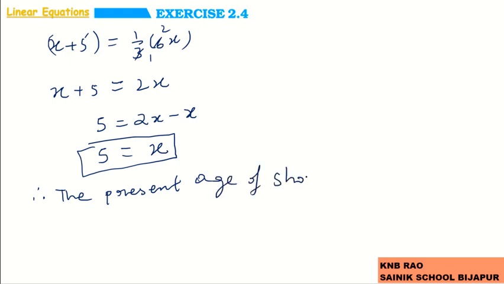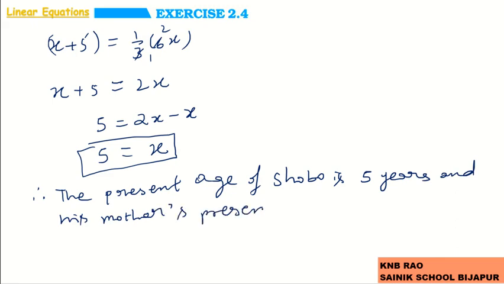of Shobo is 5 years and his mother's present age is 6 times 5, 30 years. That's how we solve this question.